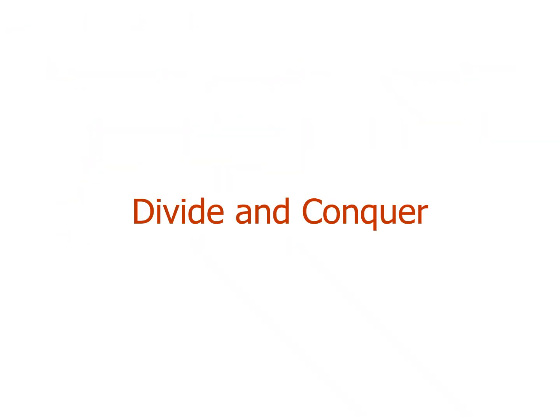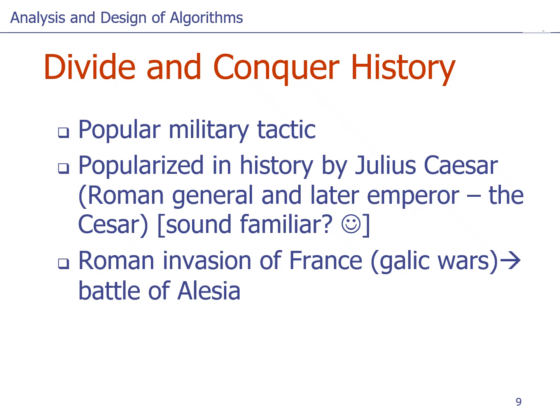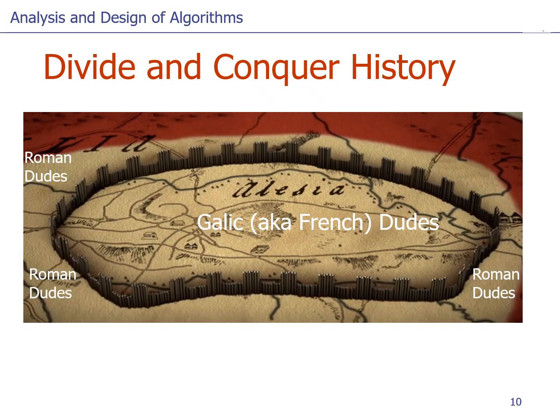The first technique we're going to look at, divide and conquer, is actually a technique that comes from the military. However, Julius Caesar goes into Gallic land and keeps conquering one village after another. The Gallic tribes realize that they need to reunite to fight the Roman army, and they gather in a province called Alesia.